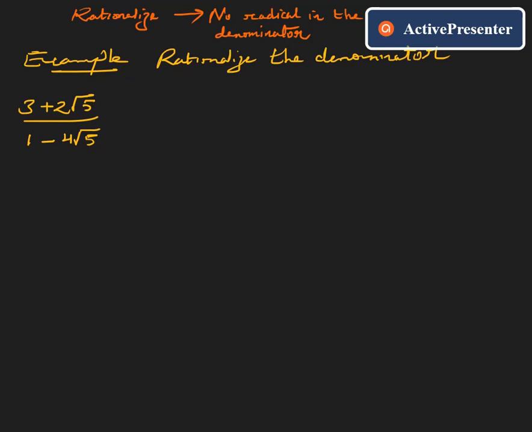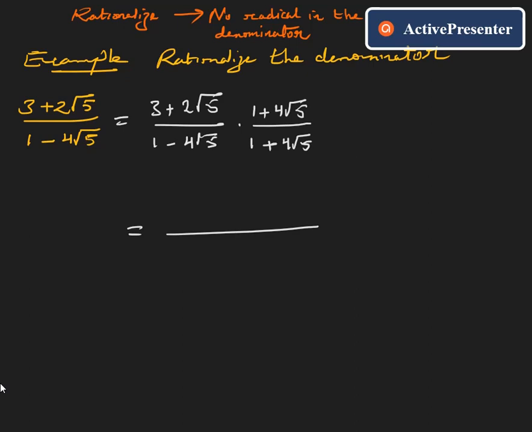If a question comes to you and says rationalize the denominator, we have this example. So what to do now? We will multiply by the conjugate. We will first start with the same expression, 1 minus 4 square root of 5, multiplied by the conjugate. So the conjugate is 1 plus 4 square root of 5. This is the conjugate. Also multiply here with the same. So how?